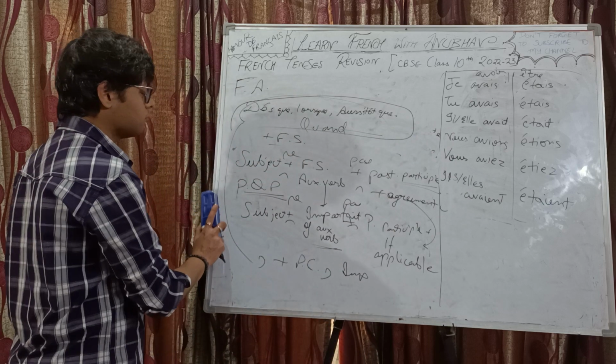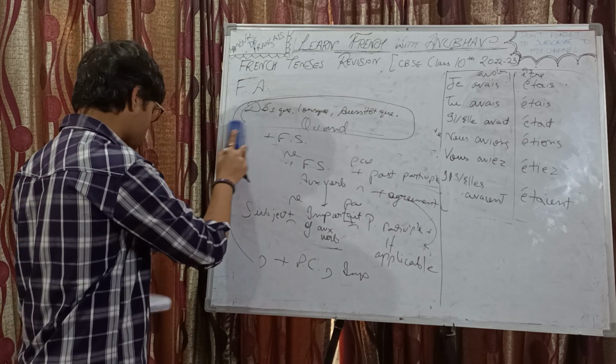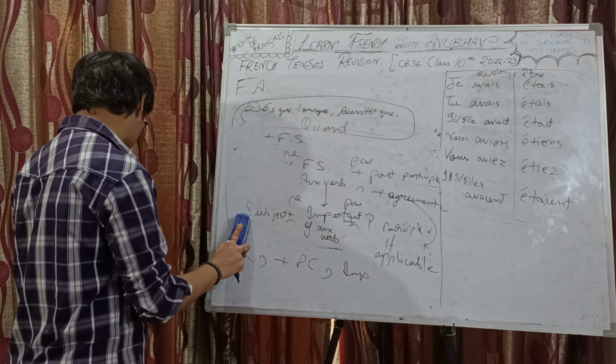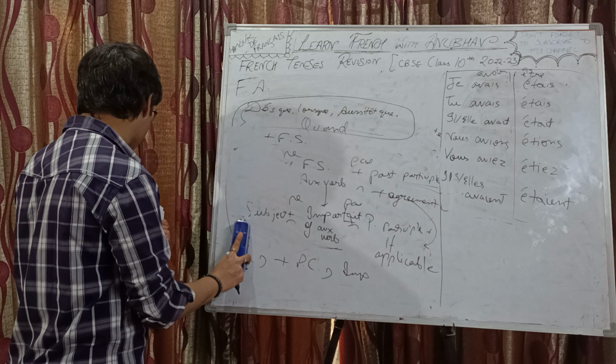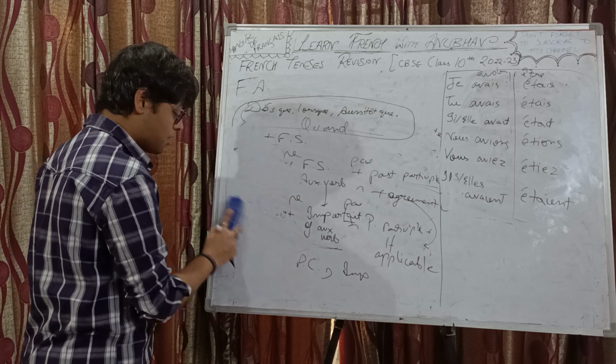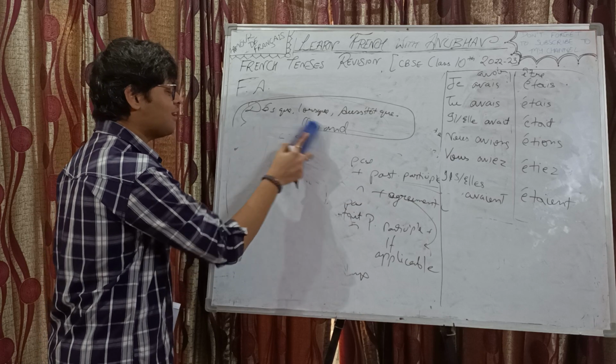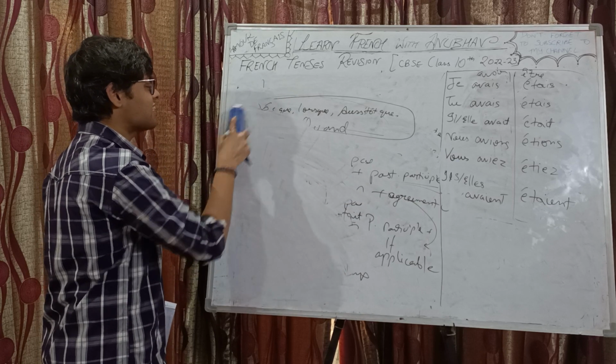Let's rub it off. How many tenses are we left with? Oh God, we have subjunctive, infinitive passé, and the present tense, and C clauses. Again, there are a lot of topics that are yet to be discussed. Let's discuss them quickly.